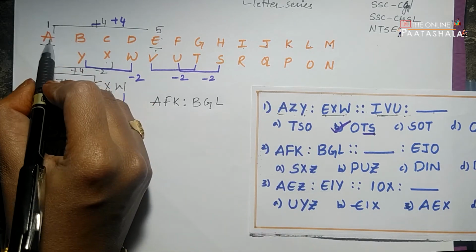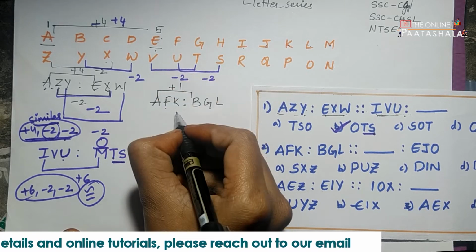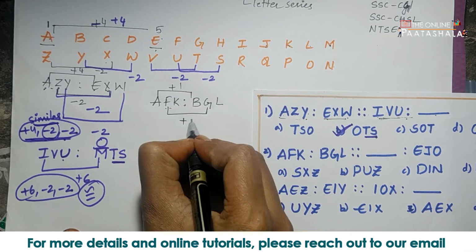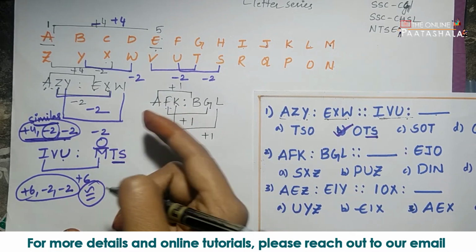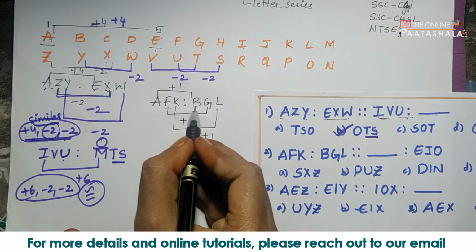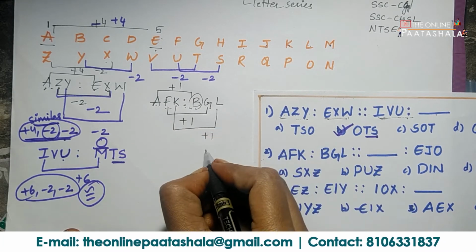What is given? A, after that B, plus 1, F, after that plus 1, and again K. After that what is there? Plus 1. That means every next letter is the answer for this. Every next letter for the question is the answer. Now what do you need to get?